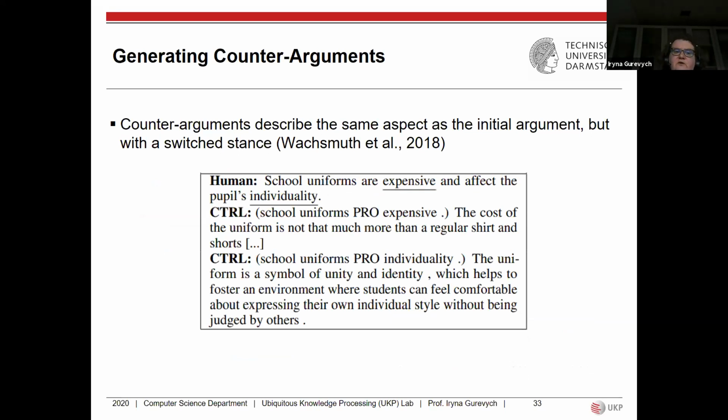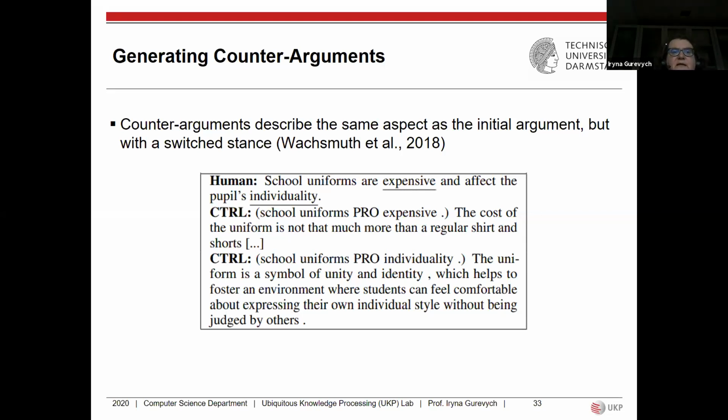In the motivation of neural argument generation, I've already introduced the task of generating counter-arguments. Counter-arguments describe the same aspect as the initial argument, but they have a switched stance. And here in this example, we can have a look at the arguments automatically generated by our system, given the input arguments. School uniforms are expensive and affect the pupil's individuality. So there are 2 aspects here, the price and individuality. And we switch the stance from con to pro, and the resulting arguments are as follows.